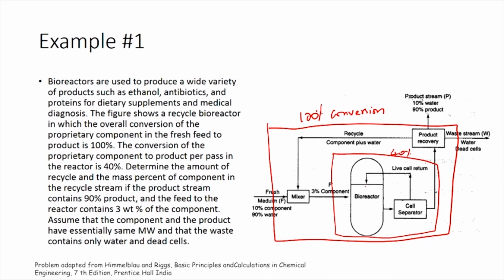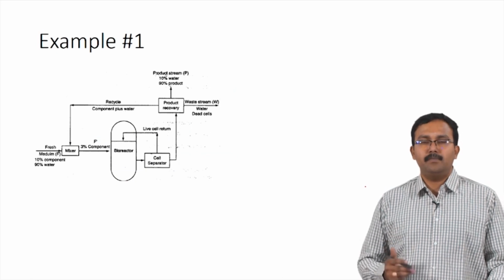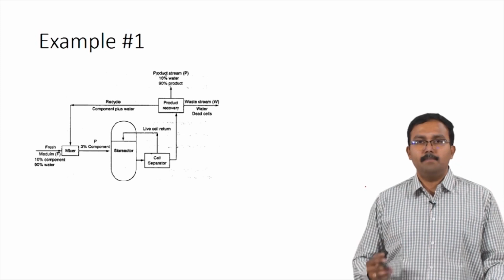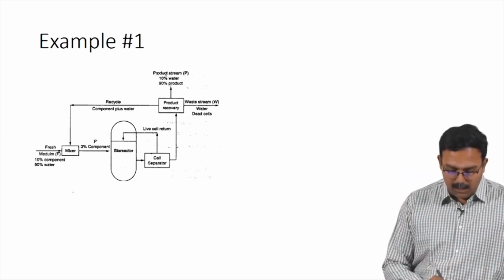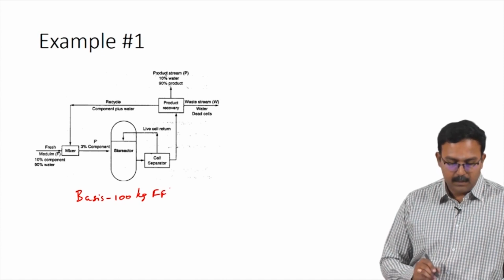Now, let us try to perform the required material balance calculations to calculate the required answers. As with any material balance problem, we first need to identify a basis for this problem. The problem statement does not give any mass or flow rates, so hence we can assume a basis. I have assumed a basis of 100 kilograms of fresh feed.